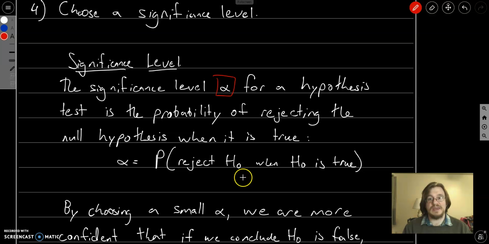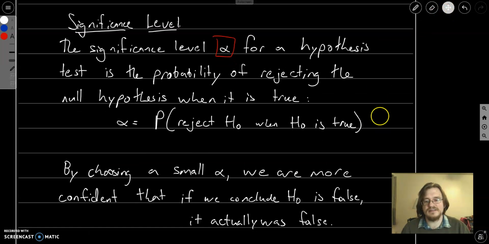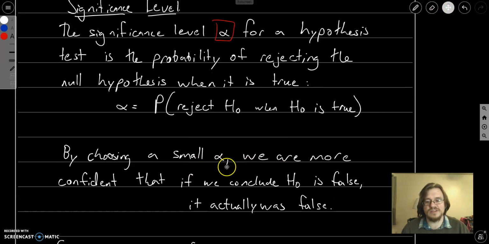And we don't want to make errors. So we want the probability that we make an error to be small. So we will choose an alpha that's small. And by choosing a small alpha, we're more confident that if we do reject the null hypothesis, that it was actually false, that we were correct.